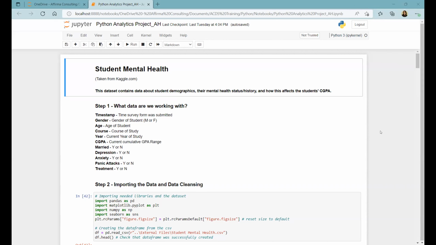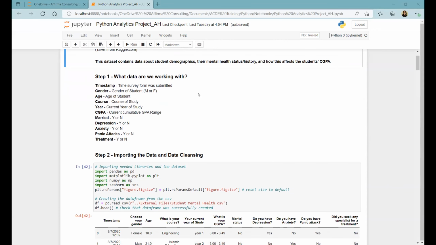So I got my data set from Kaggle, and it's concerning student mental health. It has things such as student demographics, mental health status, and cumulative GPA. Here we have what the fields are. In the data set, we have the timestamp, which after taking a look at the data, I saw was most likely a survey conducted through Google Forms, which automatically has a timestamp column.